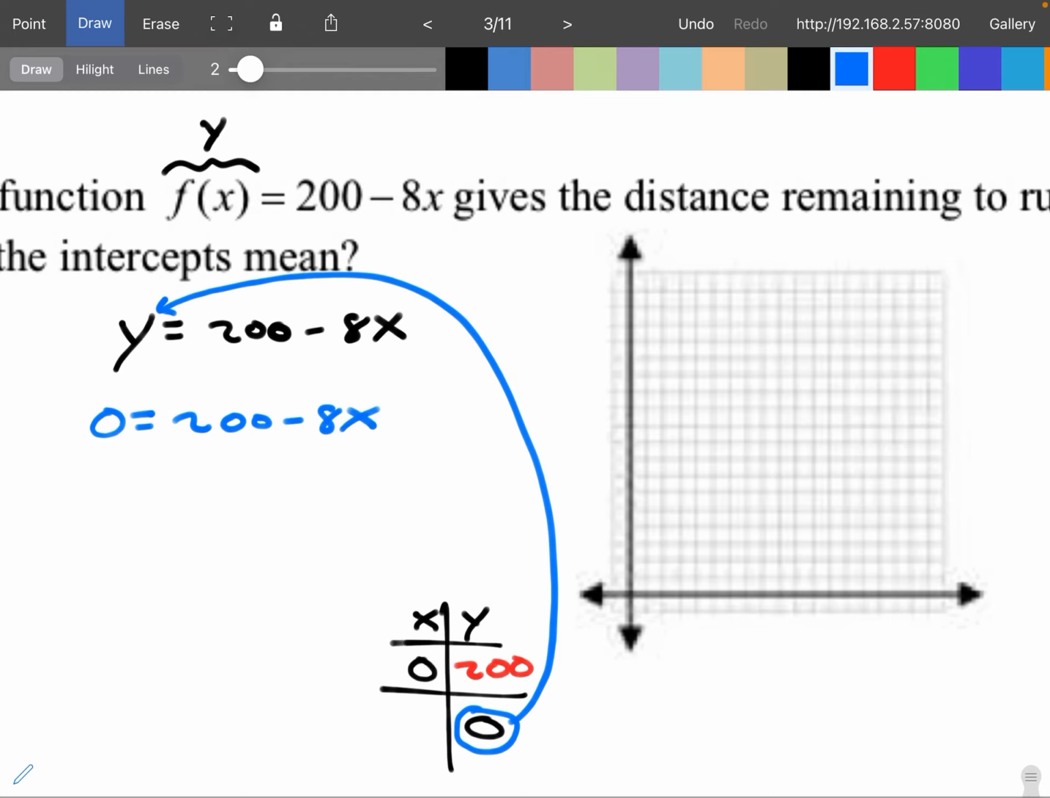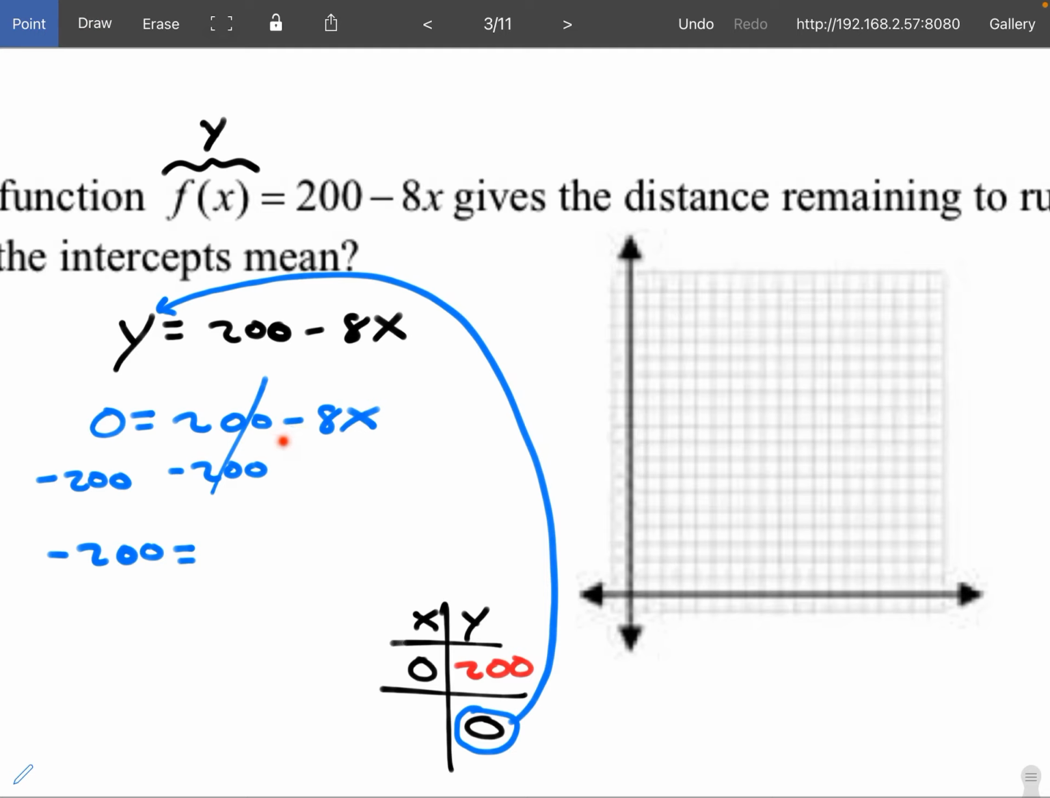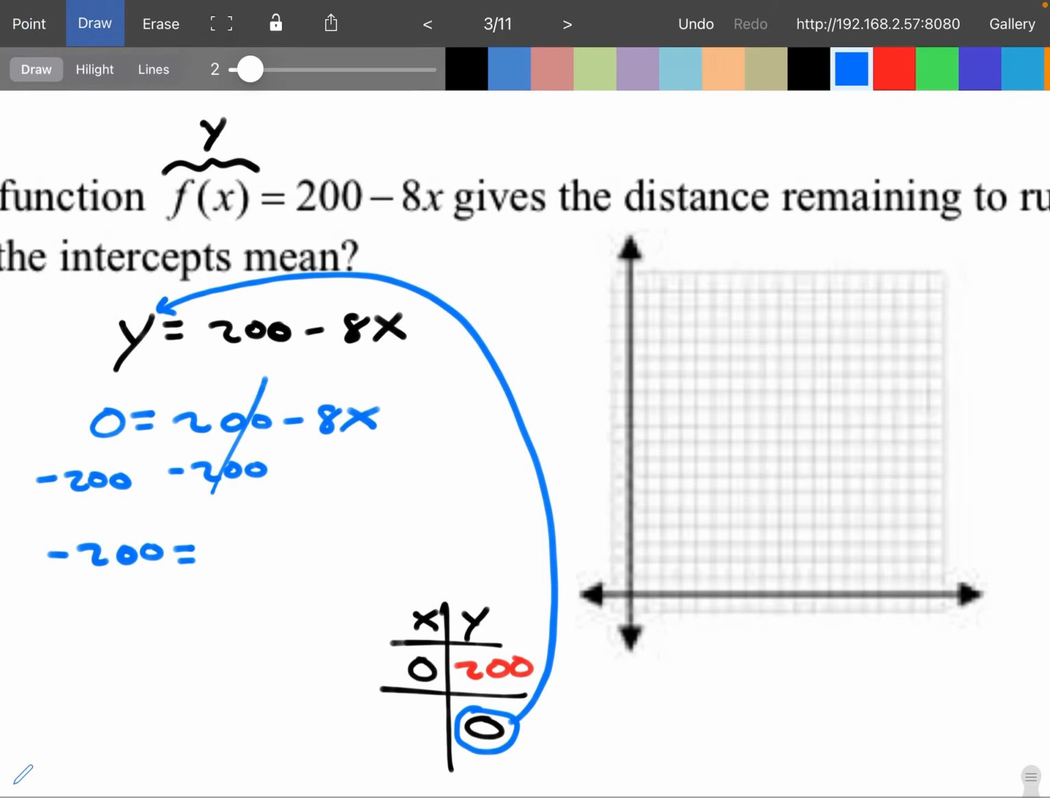Then I got to plug the 0 in for the y. So that means I got to take this 0 right here, and I got to plug it in for the y right there. So that would look like 0 equals 200 minus 8x. And then I got to solve for x. So what would you guys do first? Dewan? Good. Minus 200 on both sides.